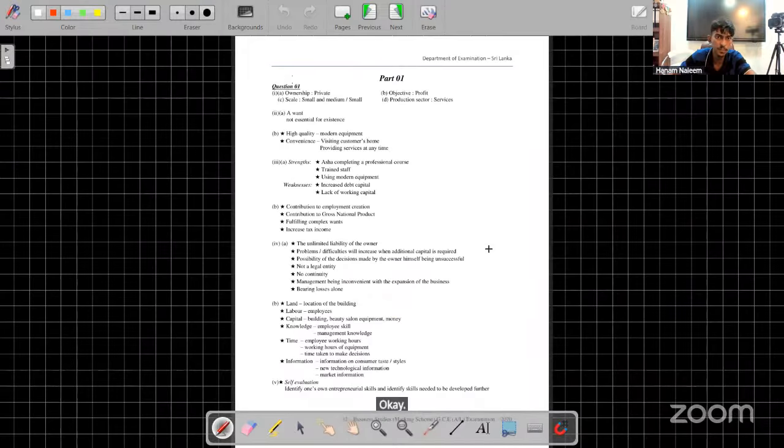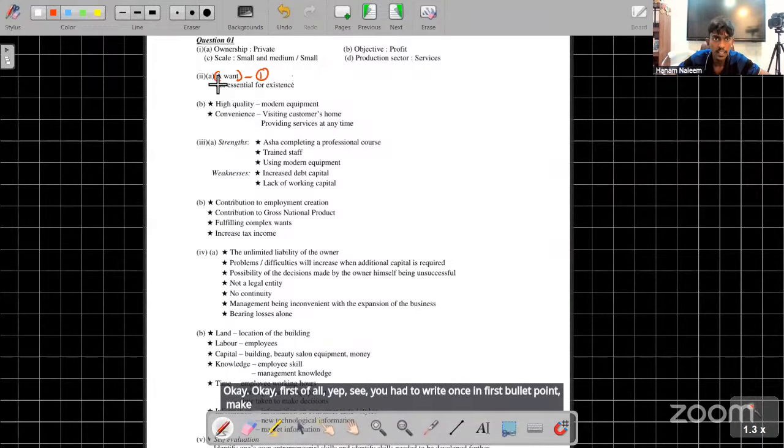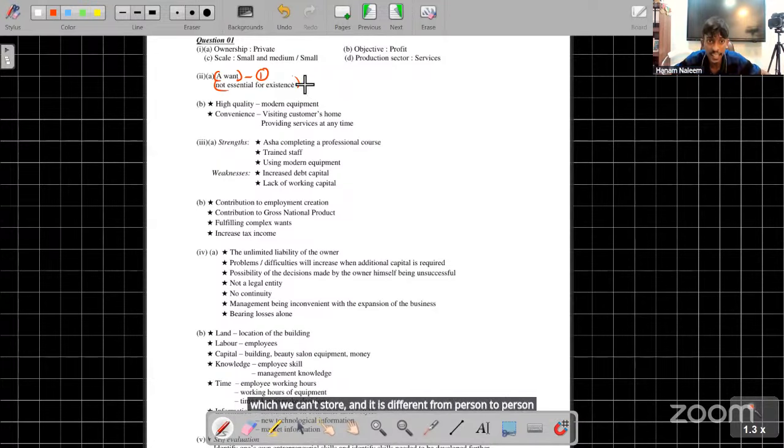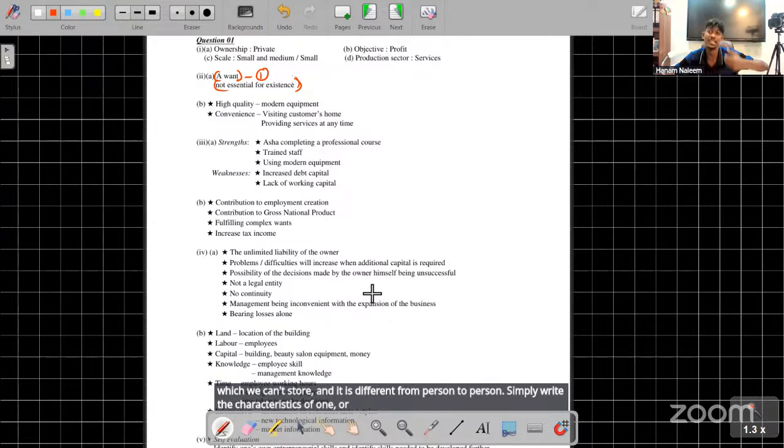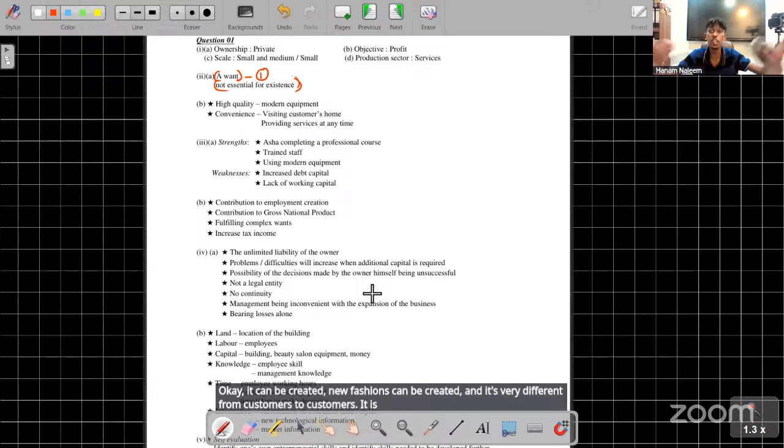How do you write the answer? Like this. First of all, you have to write want in the first bullet point, for 1 mark, and you have to write the characteristics of want. You can see she is selling an intangible product, which we can't separate from the producer, which we can't store, and it is different from person to person. Simply write the characteristics of want, that it is unlimited and not essential. Sorry, I am saying the characteristics of service. So if you take salons, a haircut is not compulsory. New fashions can be created, and it varies from customer to customer. It is influenced by social forces. So you can write the characteristics of wants there.